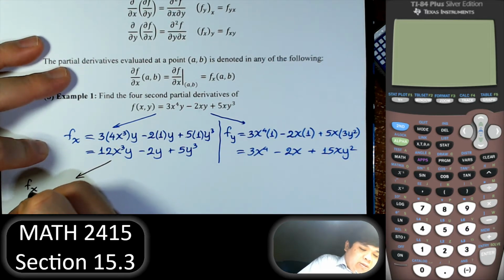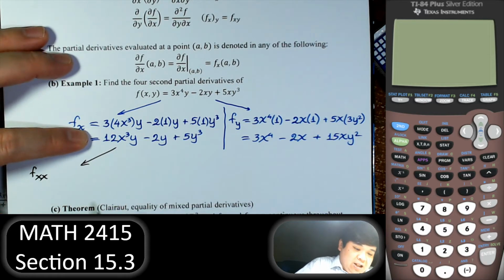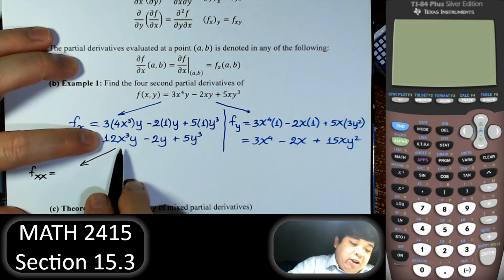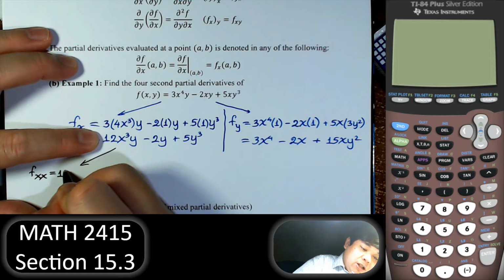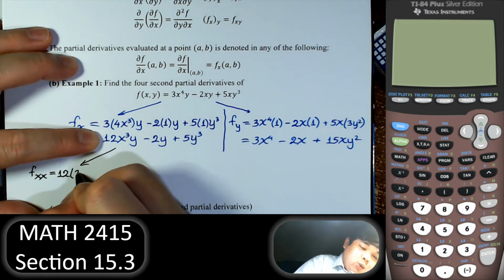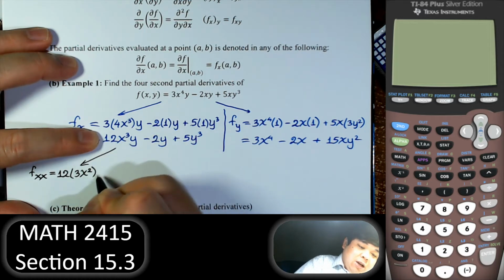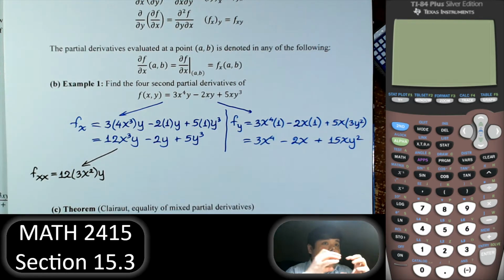Let's just do f of xx. So the derivative of this with respect to x. 12 is still a constant. X cubed gives 3x squared. We're taking the derivative with respect to x, right? In that case, y is still a constant. We don't write 0 because all of that is together in one term, right?